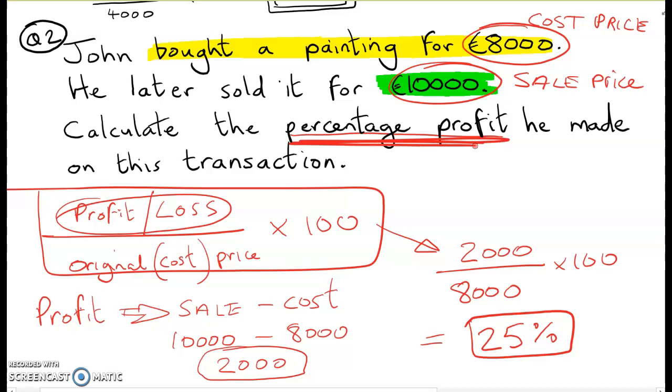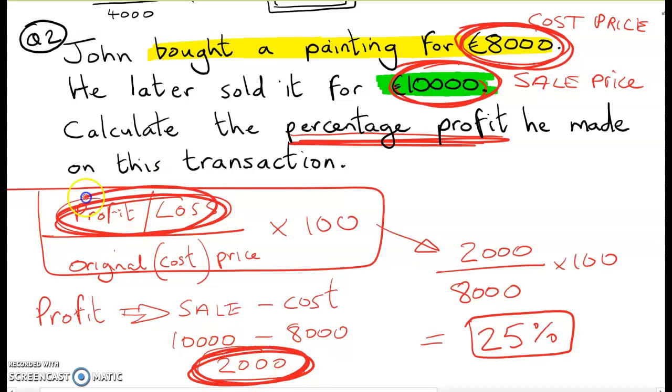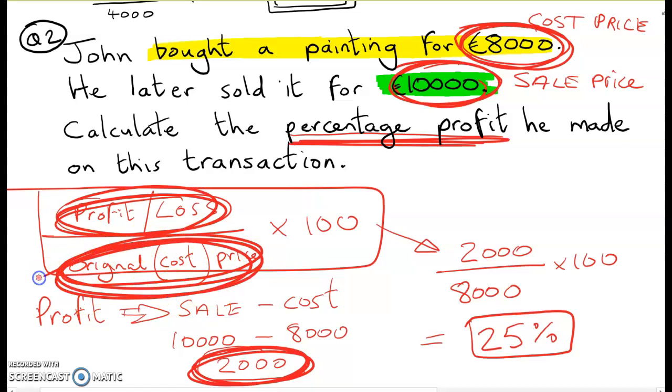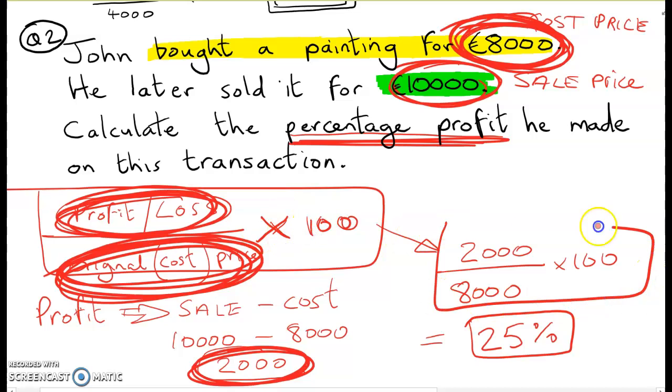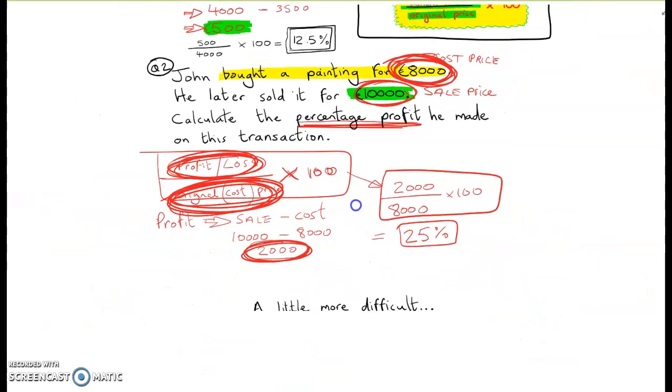Essentially, in these questions you're looking for the change in the two figures, the actual change. In this question, it was 2,000. Then you have to put that change over the original number. The original number was the 8,000, the price he first paid for the painting. So 2,000 over 8,000, and multiply it by 100. Always multiply it by 100. You get 25%. Essentially that's percentage profit or percentage increase, or percentage loss and percentage decrease.